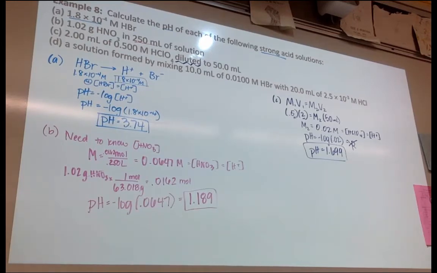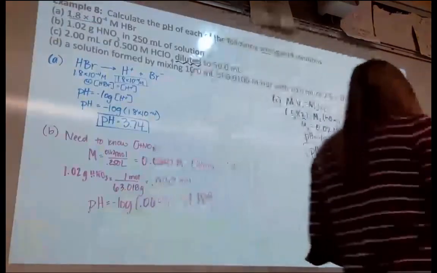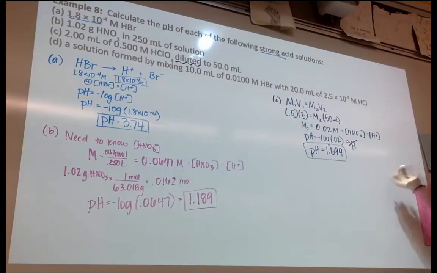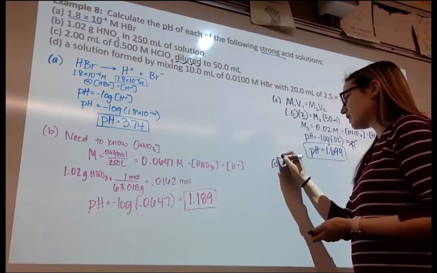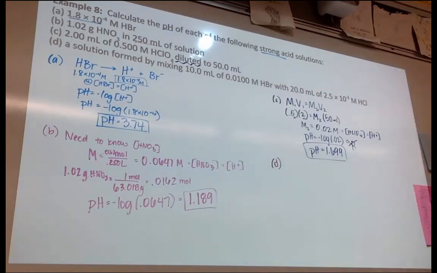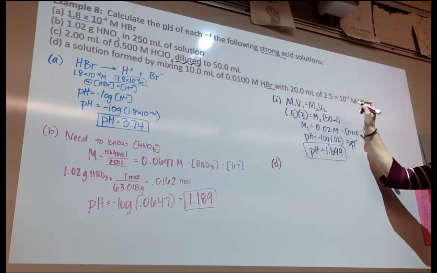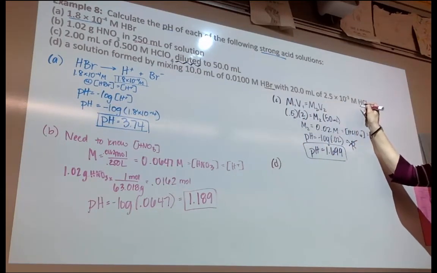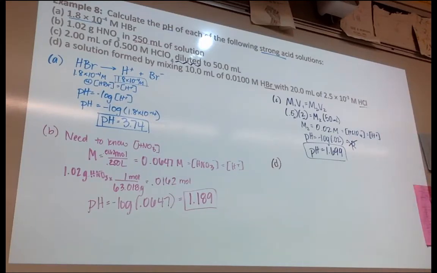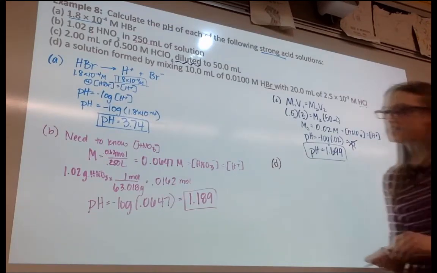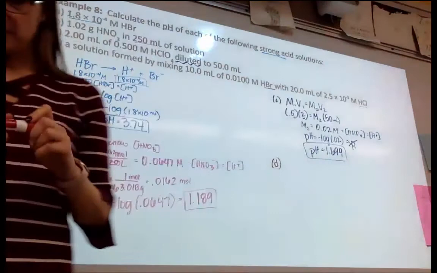Now part D, so the last one. Always save best for last. This says a solution is formed by mixing 10 milliliters of 0.01 molar HBr with 20 milliliters of 2.5 times 10 to the negative third molar HCl. We're mixing 2 strong acids together.